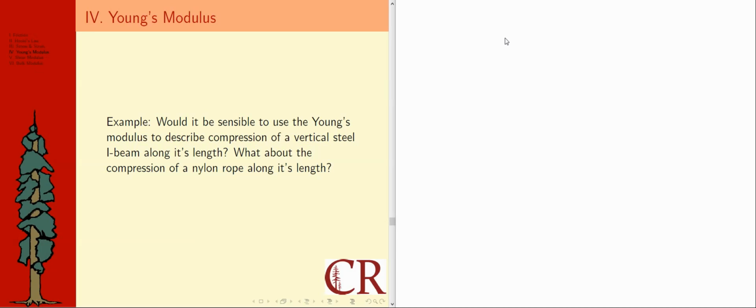Would it be sensible to use the Young's modulus to describe compression of a vertical steel I-beam along its length? So if we're thinking about what kind of situation that might be, pretend this is a beam. I didn't draw that line very straight, but here's the beam. And maybe I could draw a couple other lines here. It's supposed to be an I-beam. What does an I-beam actually look like? Well, I'm drawing it rather poorly here.